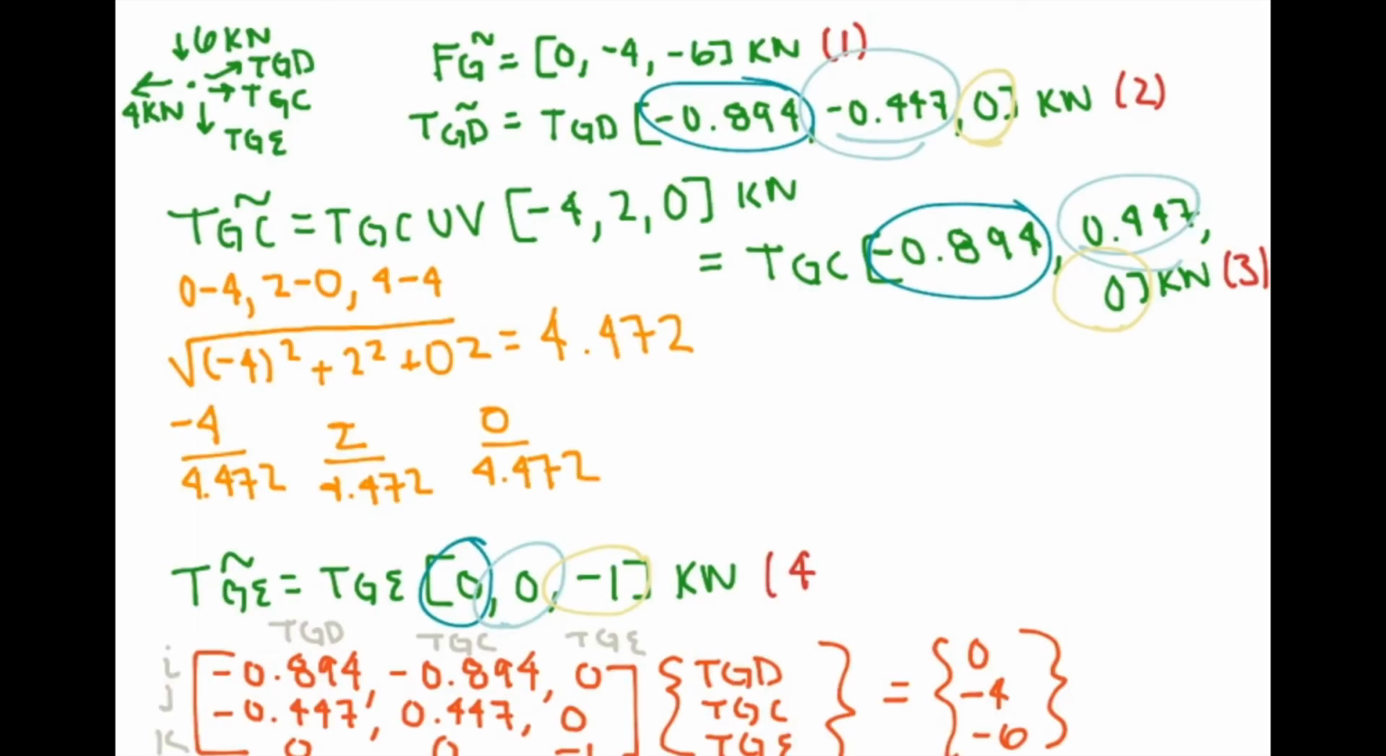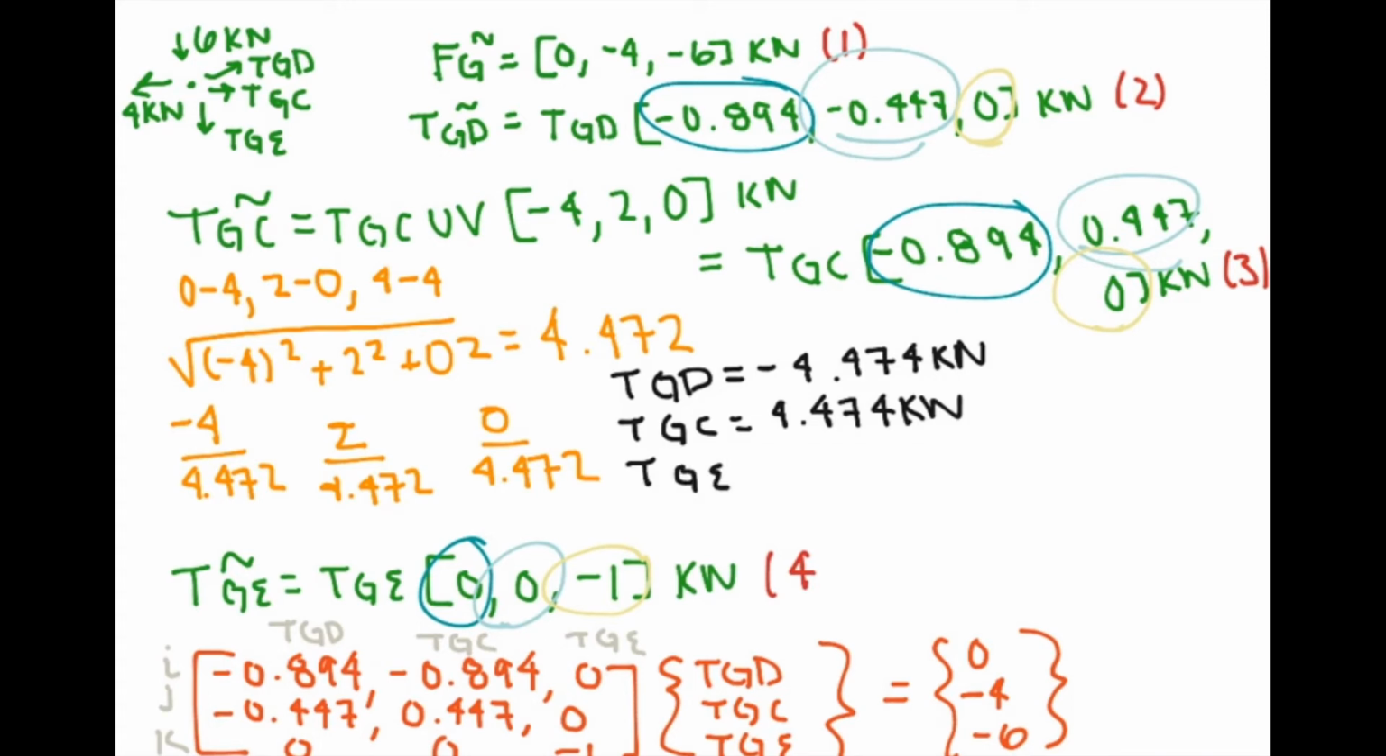Jumping back over to this page, I have inputted everything into my matrix, did my RREF, and I got the final answers of, so TGD is going to equal minus 4.474 kilonewtons. I have TGC equal positive 4.474 kilonewtons. And finally, TGE equals 6.00 kilonewtons, which is going to translate to our compression and tensions.